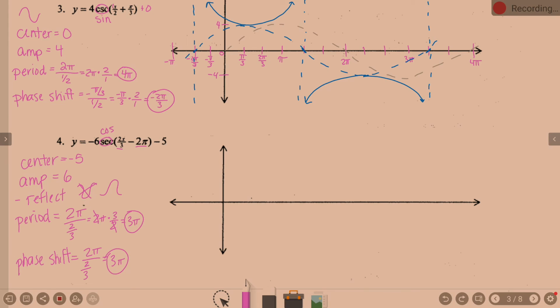Can I make a new center line? Well, not a new center line, but a new y-axis. Okay, guys. And by the way, this phase shift of 3 pi is going to be a right 3 pi.